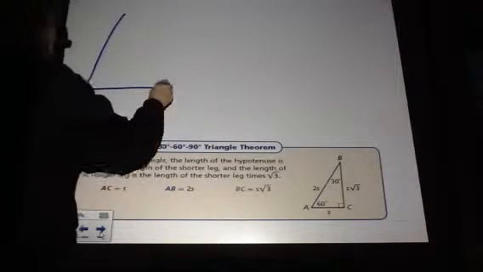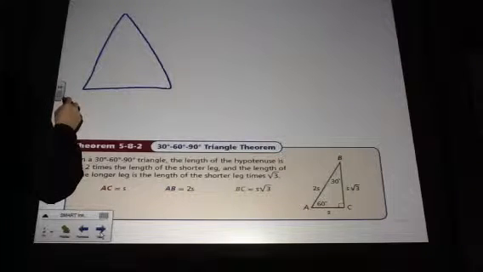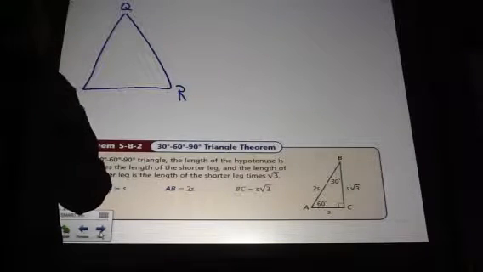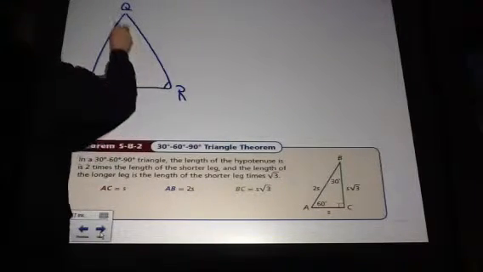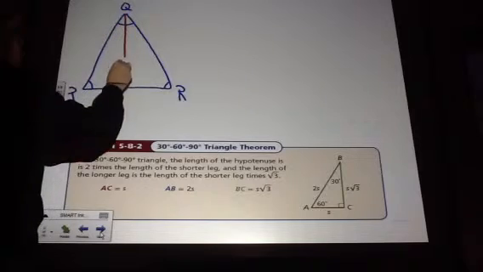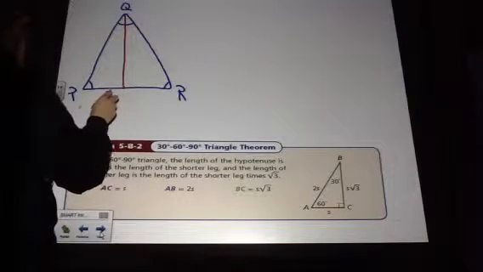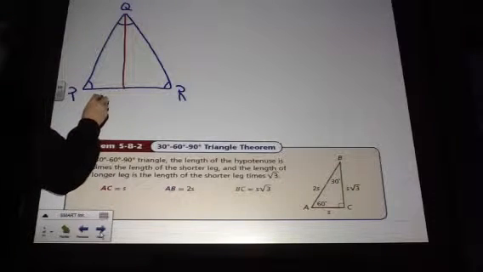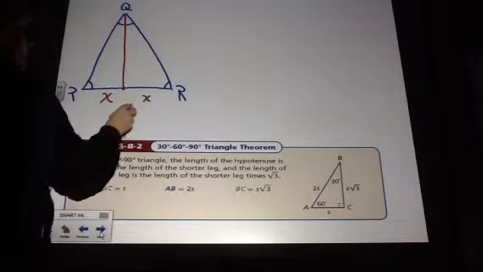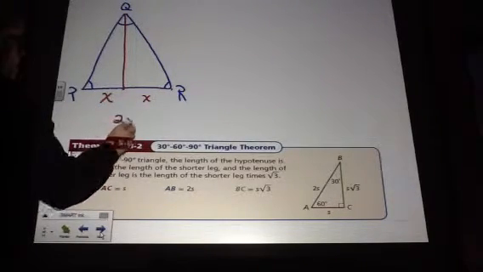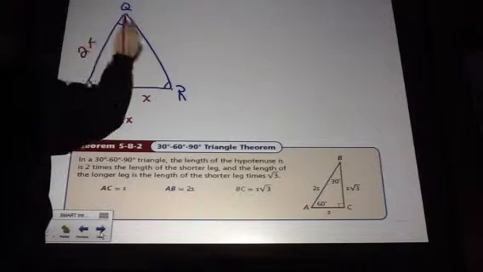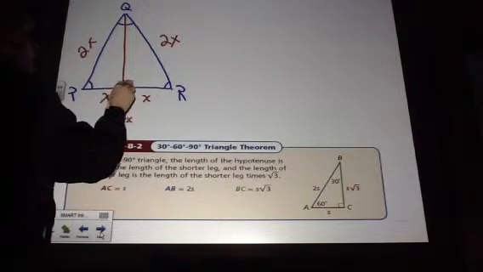So let's say we have an equiangular triangle. Let's call it PQR. Okay, so you know that all these measures here are 60 degrees. Okay, so we're going to bisect this segment PR, and we're going to say that from here to here is x, and from here to here is x. Okay, so the total distance here is 2x. Well, an equiangular triangle is equilateral, so this segment here is 2x. This segment here is 2x. This forms a right angle.